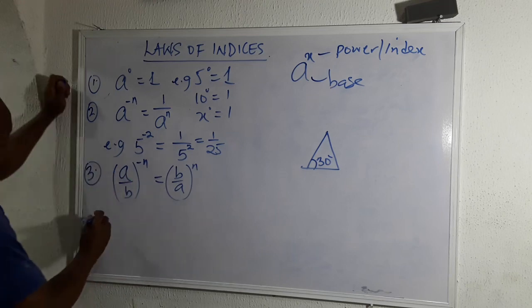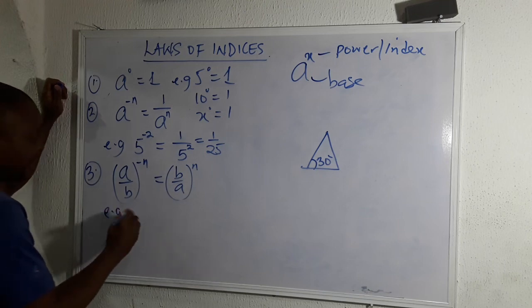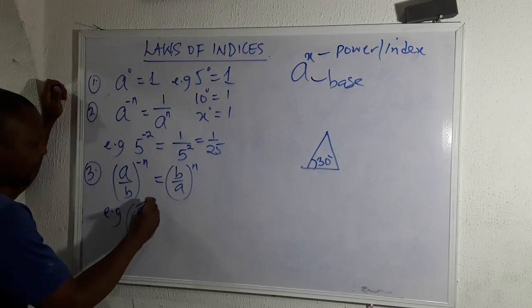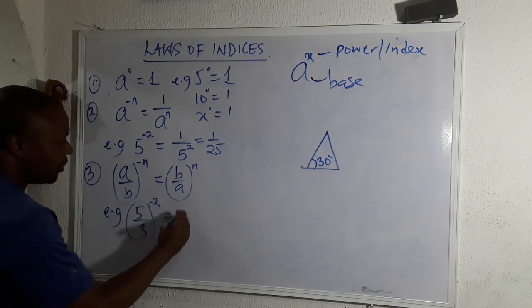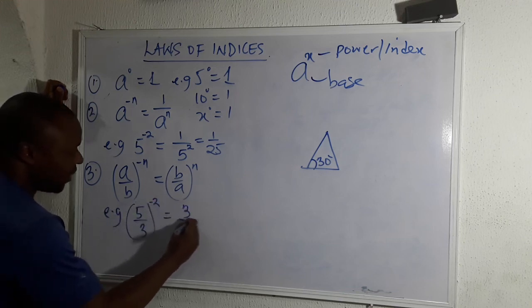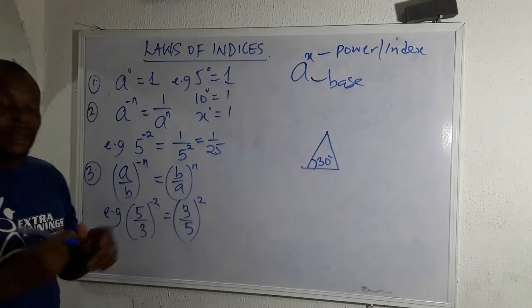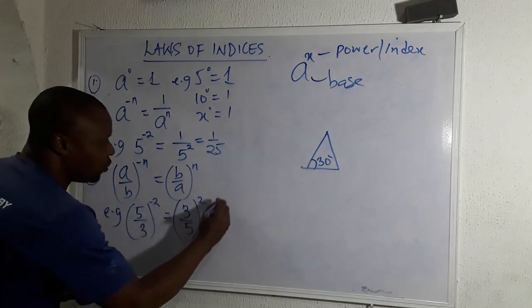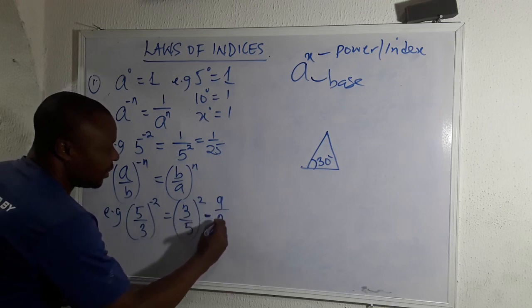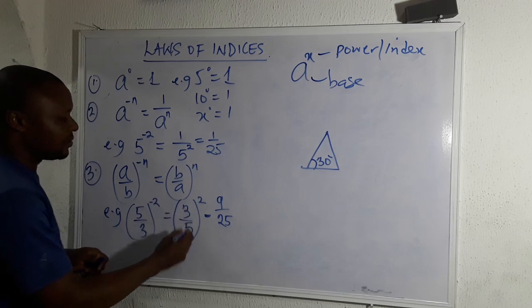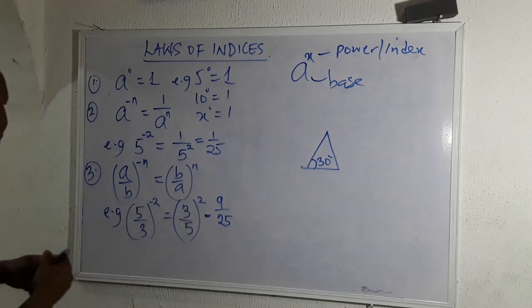So an example of this would be, let's say you have an expression like 5 over 3 all raised to power minus 2. This will be 3 over 5 all raised to power 2. As simple as that. Of course, this simplifies into 9 over 25, because this power is shared by both the numerator and the denominator. So we are going to see that in the fourth law now.